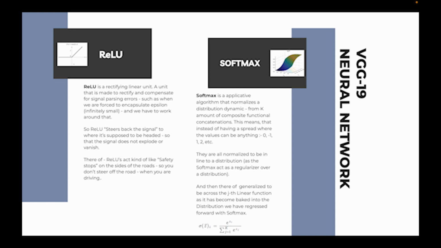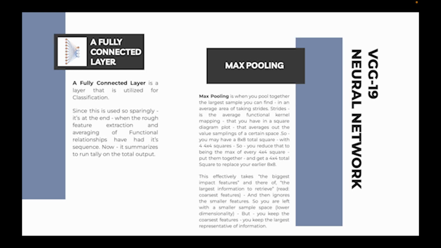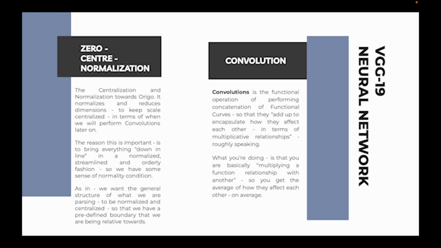Now, what do you mean by zero center normalization and convolution? Zero center normalization is used to normalize and reduce dimension in terms of when we perform convolutions later on. The reason this is important is to bring everything down in line in a normalized, streamlined, and orderly fashion.